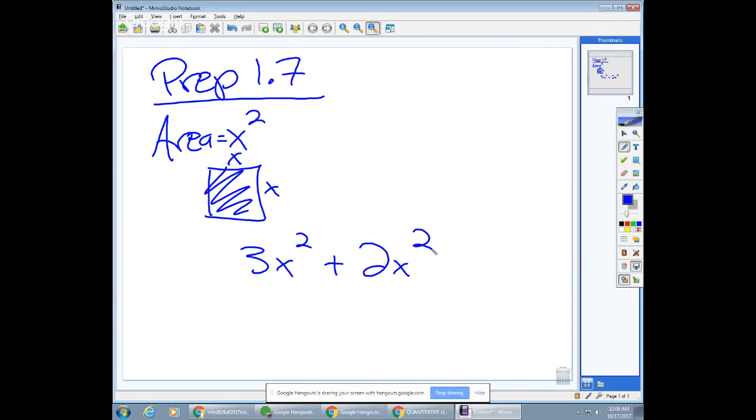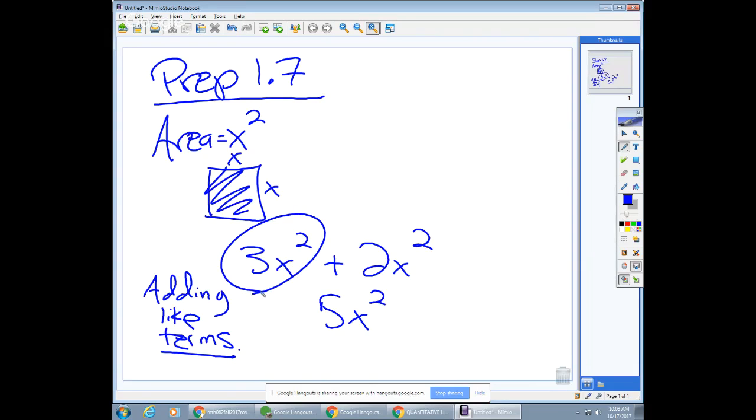5 of them. Yeah, because x squared is just a chunk of area. So altogether, I have 5 chunks of area. When we put together things like that algebraically or with area, this is called adding like terms. So all a term is just a piece of an addition problem. So this thing has 2 terms to it. They happen to be alike, so I could simplify it.